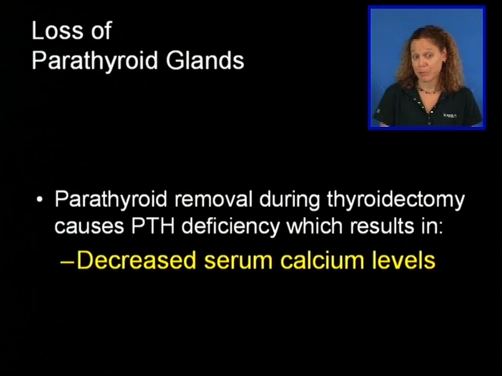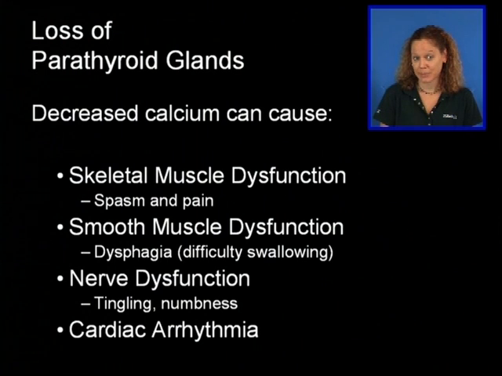So parathyroid removal during a thyroidectomy can cause parathyroid hormone deficiency, which may result in decreased serum calcium levels. Decreased calcium levels in the body can cause skeletal muscle dysfunction, spasm and pain, smooth muscle dysfunction including dysphagia or swallowing difficulties, nerve dysfunction including tingling and numbness, and loss of parathyroid glands can also cause cardiac arrhythmias due to the decreased calcium levels.